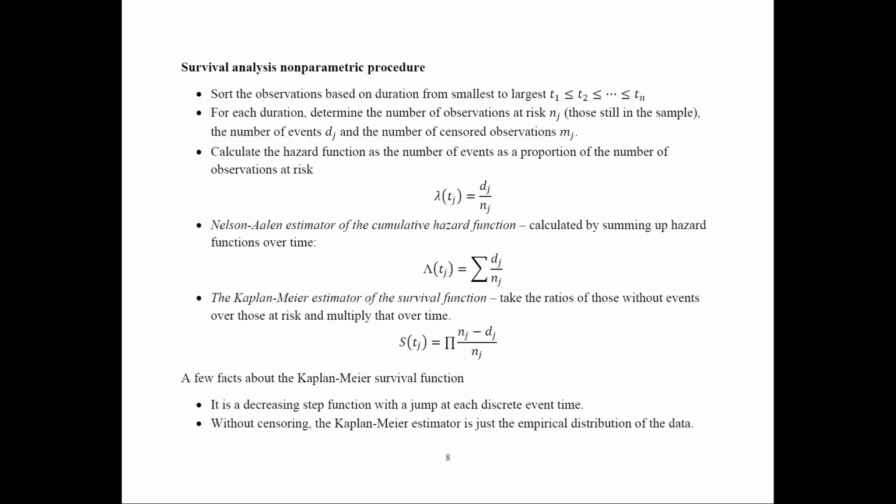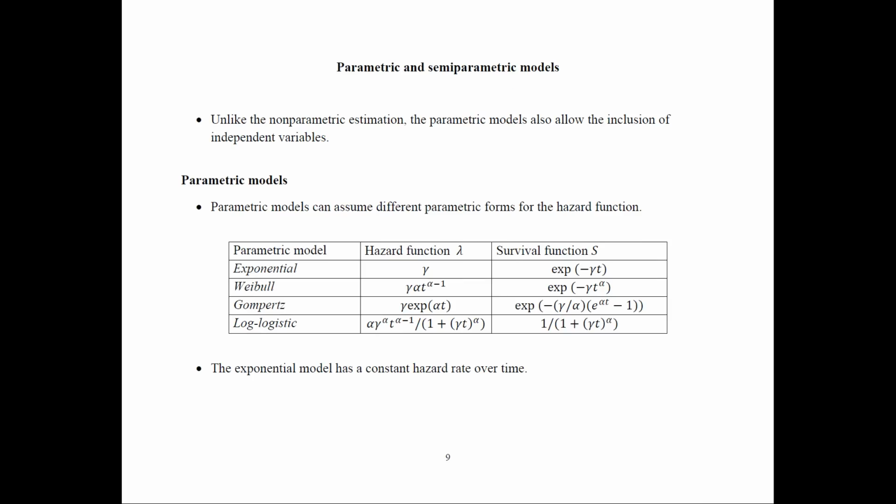When you're writing your paper, it would be good to have this formula in your paper. I also talked about the decreasing step function with a jump at each discrete time event. Why? Because we have periods 3, 4, 5, 6 and so on, so this is going to be a discrete time period. And without censoring, the Kaplan-Meier estimator would be just the empirical distribution of the data. So when did the events happen over time?